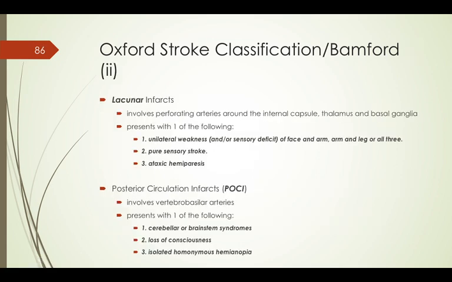In terms of lacunar infarcts, I've touched on that earlier, but that's pure sensory, pure motor, sensorimotor problems, and ataxic hemiparesis. So any one of those. And that tends to be due to ischemia of the thalamus, basal ganglia, and internal capsule caused by the lenticulostriate arteries causing problems. Posterior circulation infarcts, otherwise known as POCI, involve the vertebrobasilar arteries, and that causes problems with the cerebellum, brainstem, leads to loss of consciousness, and causes an isolated homonymous hemianopia as well.